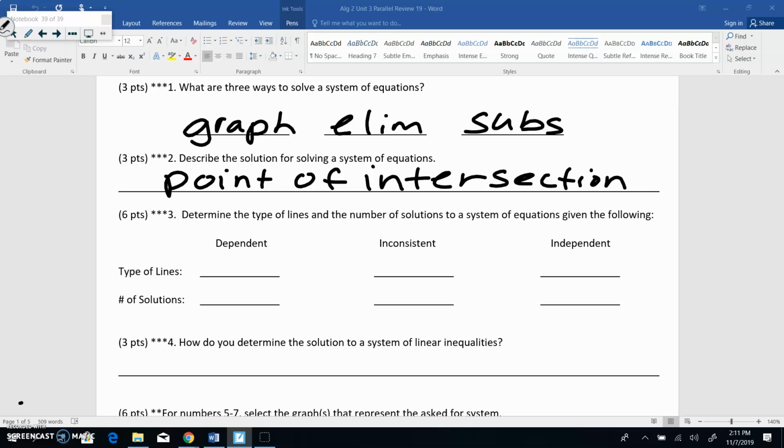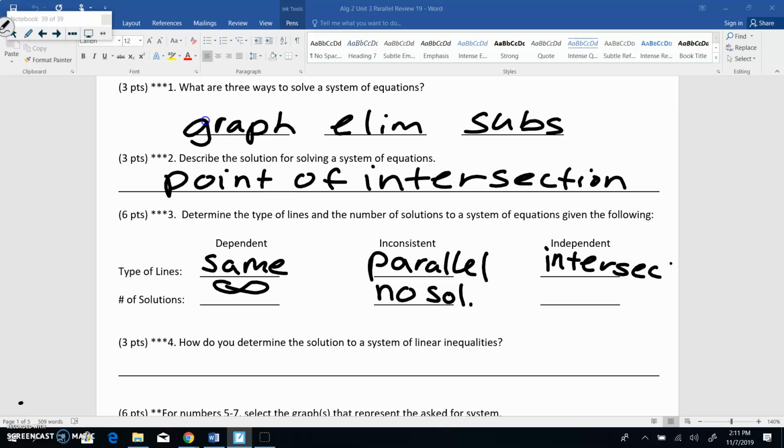Okay? For dependent systems, our types of lines, it's the same line or coinciding, whichever you would feel more comfortable writing. Our number of solutions in this case is infinite. Okay, we have an infinite amount of solutions. For inconsistent lines, we are looking for parallel lines. Okay, they do not intersect. Therefore, we have no solution. Or 0 is fine. I'm okay with that. Alright, independent, our lines are going to intersect. And we will have one solution. Okay, so there's the first 3.